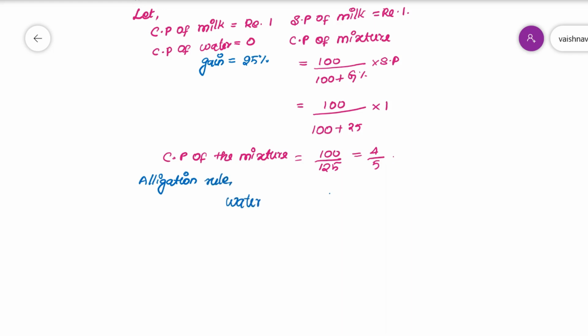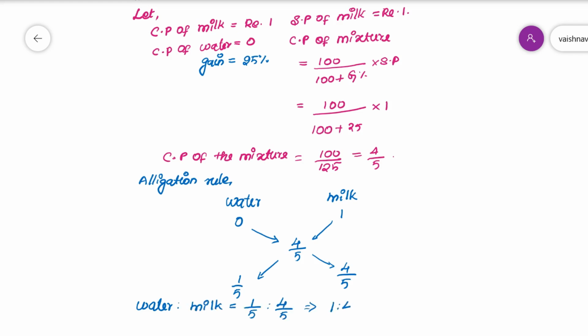Now by alligation rule, we'll get 1 minus 4/5, which is nothing but 1/5, and 4/5 minus 0 is 4/5. Water is to milk is in the ratio 1/5 is to 4/5, that is 1:4. Now when you mix it in the ratio of 1:4, you are selling it for some price with a gain of 25%.